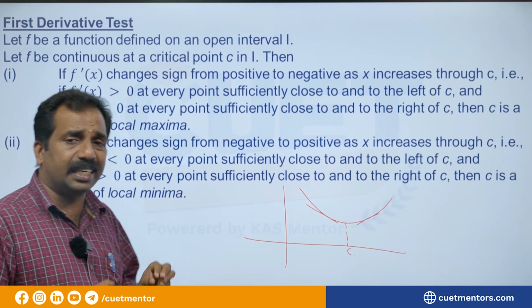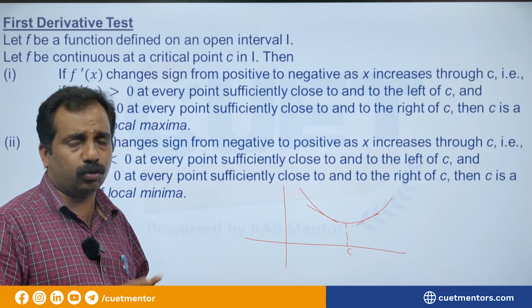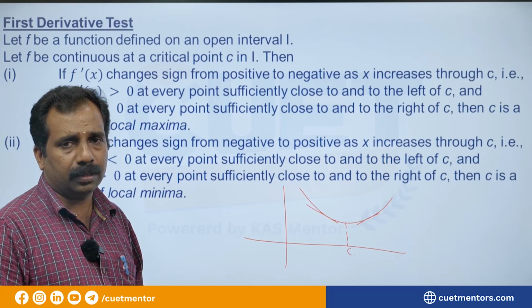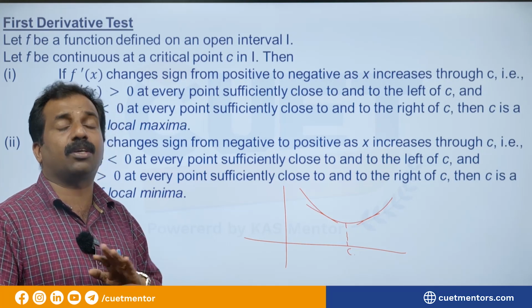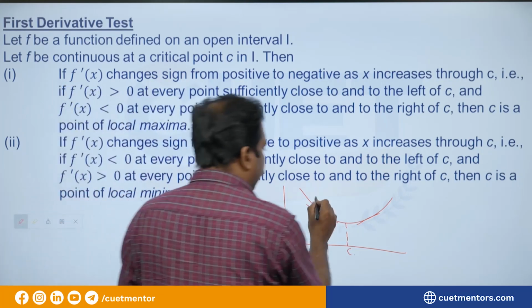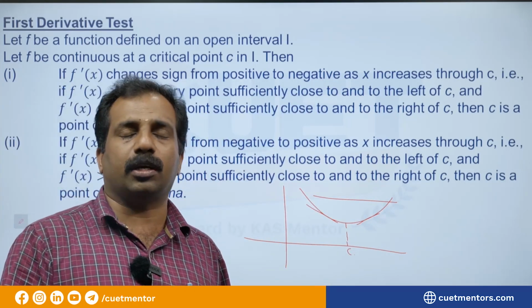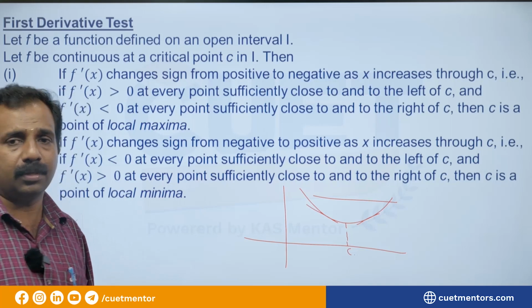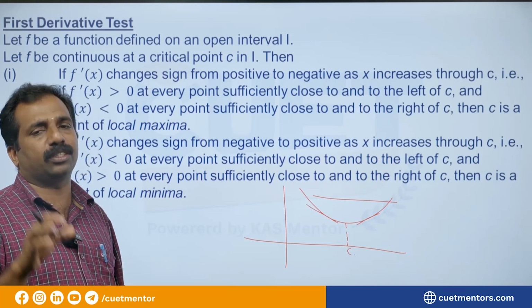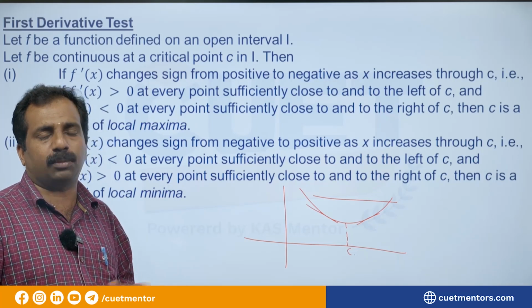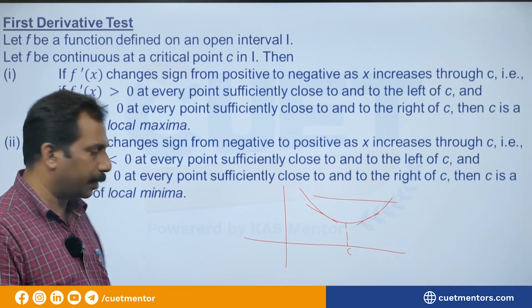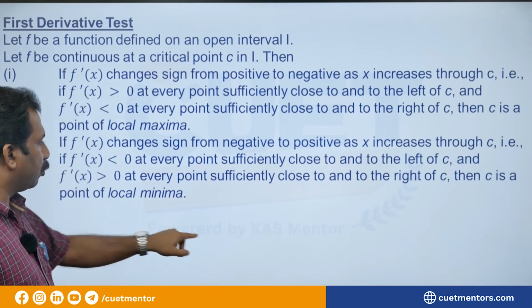Sometimes the derivative becomes 0 through the point. Then we say that the function is a constant function, since the derivative becoming 0 means the tangent is going parallel to the x-axis. At that point the function does not have any maximum or minimum. So that's what we are going to discuss next.